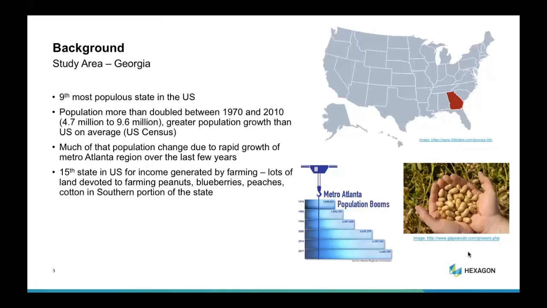So obviously there's a fair amount of development going on that accompanies that population change. But in addition to development, land cover in Georgia has a lot of agricultural land. It's the 15th state in the U.S. for income generated by farming. And in terms of natural vegetation, there's a large amount of forested area, some longleaf pine savannas in the southern part of the state, as well as a lot of wetlands.